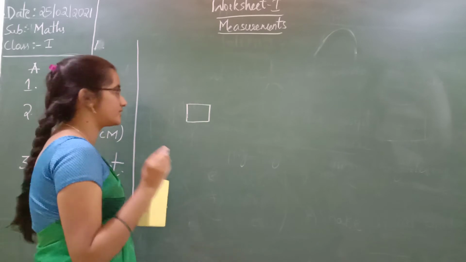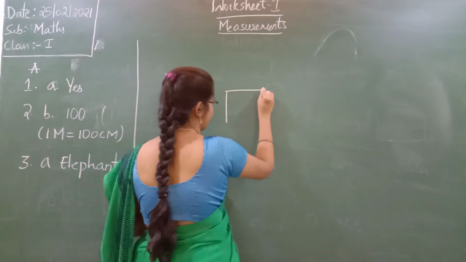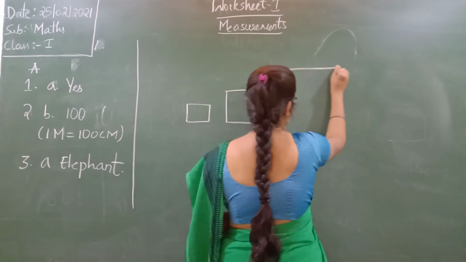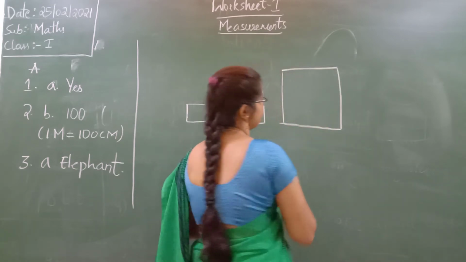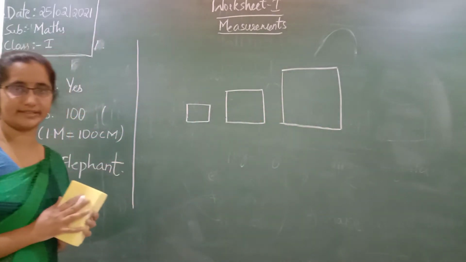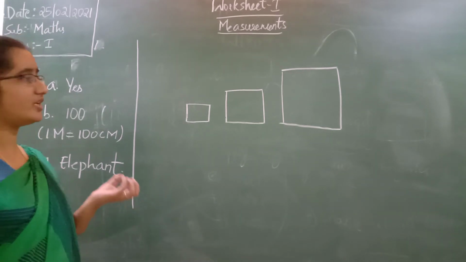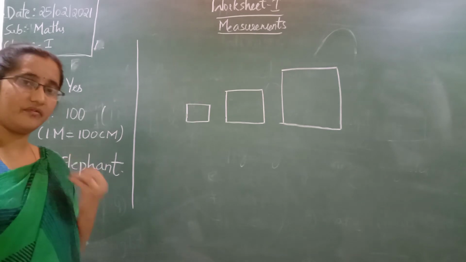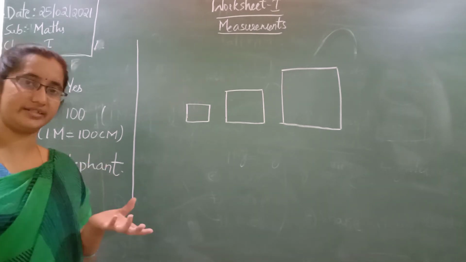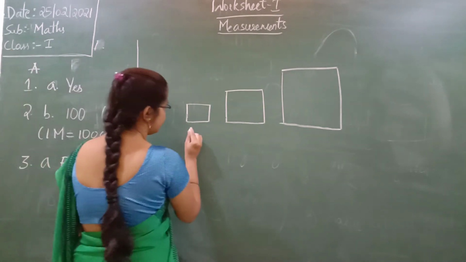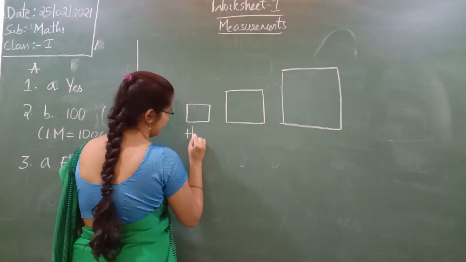This is one box. This is another box. This is another box. I have 3 boxes. Which one is heavier and which one is heavy and which one is the heaviest? See here, we call it heavy.